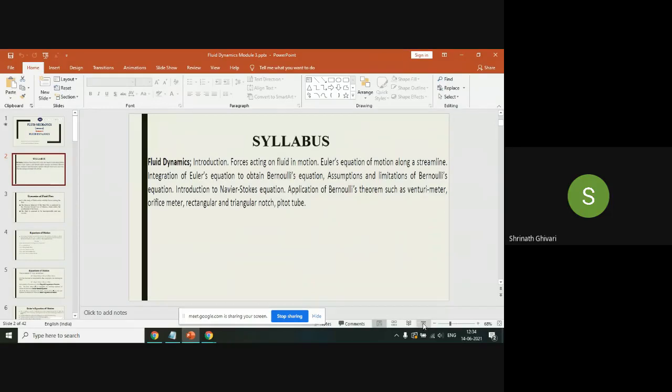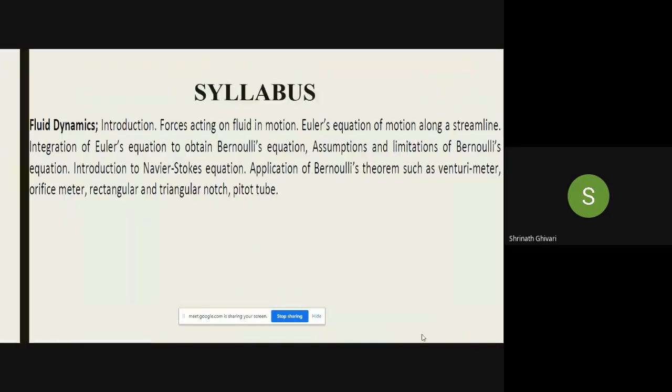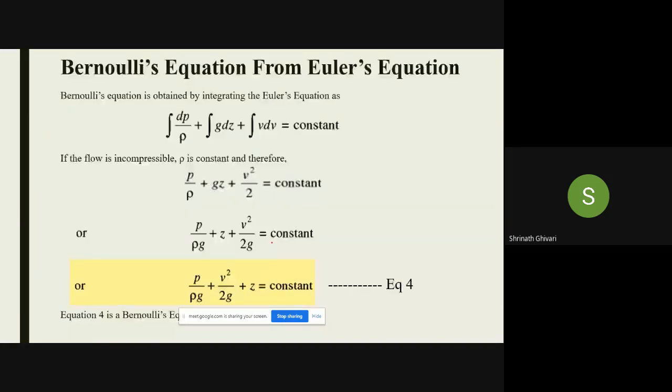Okay, in the last class we have discussed, we have done the problems, and we have even done the Venturimeter. So till now we have finished Bernoulli's equation. Then we are in the application of Bernoulli's theorem, such as Venturimeter, Orificemeter, rectangular and triangular notch, and pitot tube, which we have to do. Okay, so till this point we have studied.